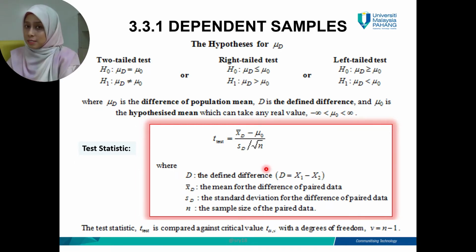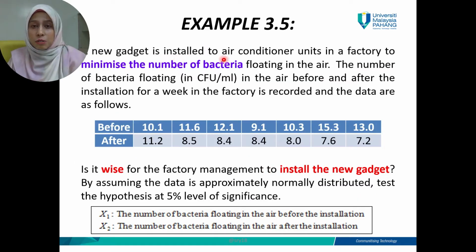Let us try an example, okay? A new gadget is installed to an air conditioner unit in a factory to minimize the number of bacteria floating in the air. The number of bacteria in the air before and after the installation of the new gadget is recorded, and the data are as follows, which means that they install this new gadget into the air conditioner and then they record the number of bacteria floating in the air. So it is supposed to minimize the number of bacteria, right? So they recorded the data before the installation and they recorded the data after the installation.